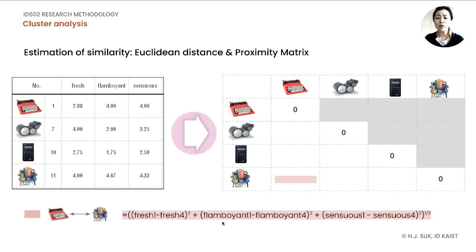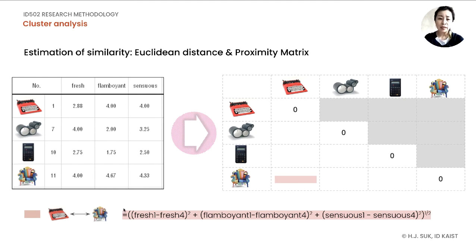Okay, then how can we measure the similarity between the instances numerically? So let me introduce you how to quantify the similarity between the instances. Suppose you have 4 different products and they were assessed in terms of freshness or flamboyance and sensuousness, and each product obtained these kind of scores.